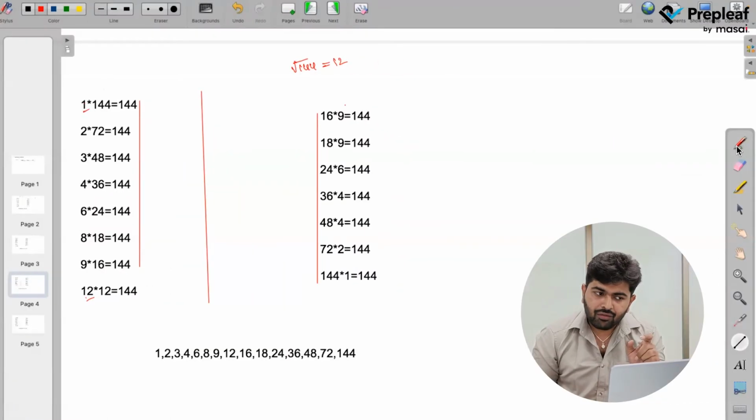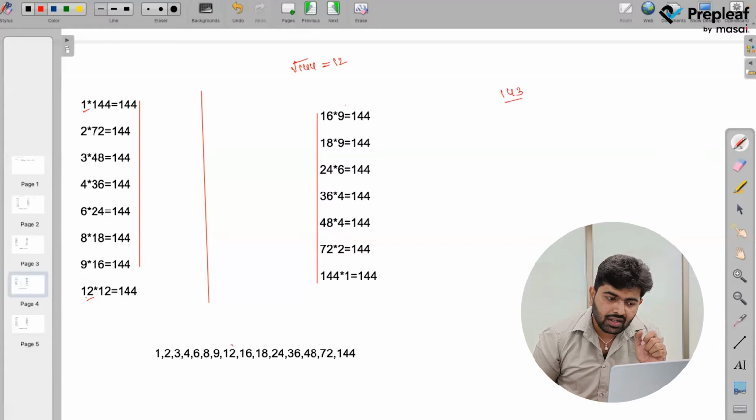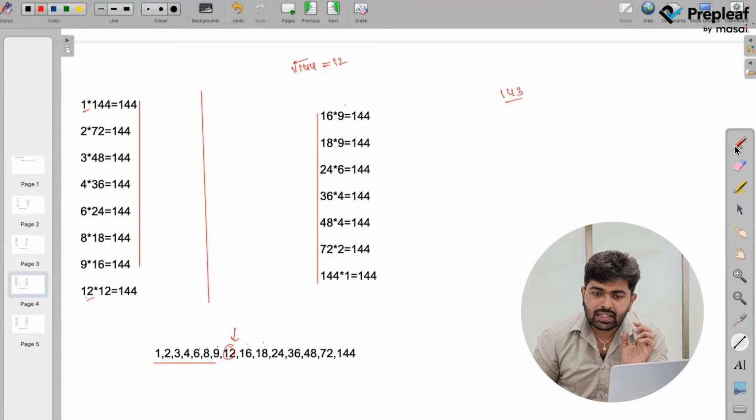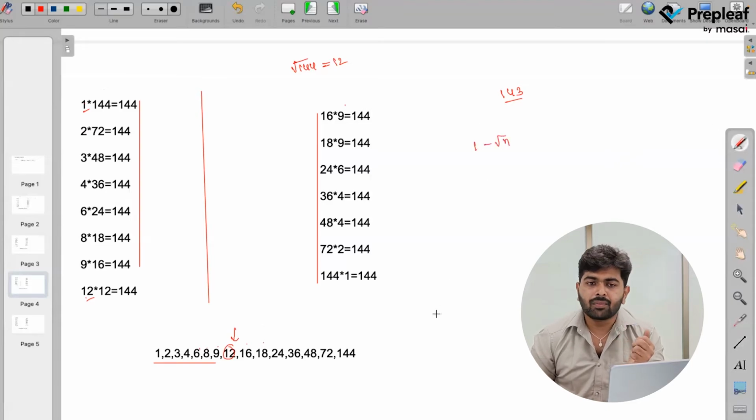So from here, what we have observed is you don't need to go till the last number, that is 143. That's not required. If you go till half of that number, then whatever the left-hand side has is enough, friends. If you see 9 into 16, 8 into 18, 6 into 24, right? So therefore, till root n is enough. Which means in this approach, if you go from 1 to root n, that is enough.